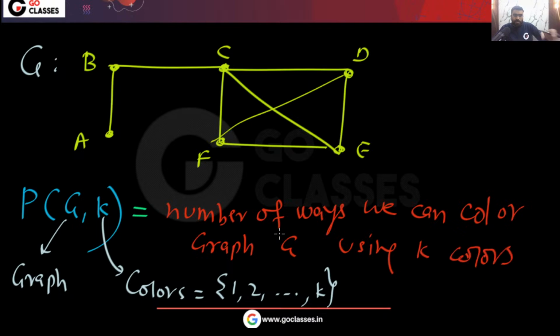Is this clear? Are you getting my point? I am asking how many ways there are to color this graph G using k colors. Let's call it P(G, k). This is the number of ways you can color this graph G using k colors. So now, what will be P(G, k)? This is my question. What is going to be P(G, k)?